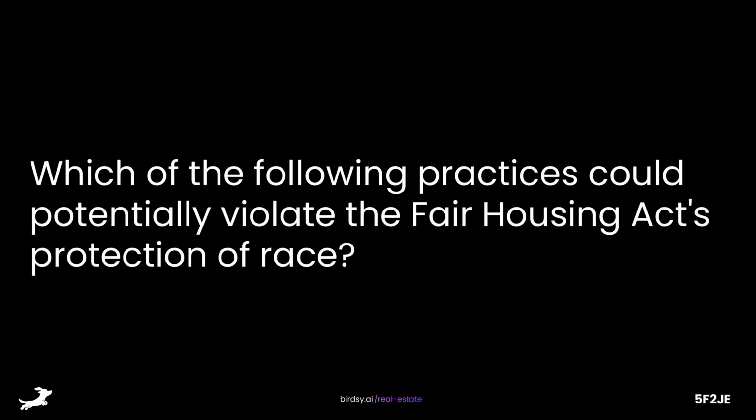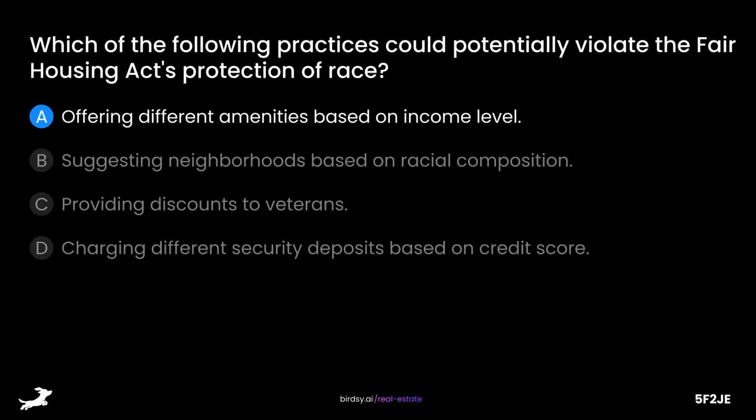Which of the following practices could potentially violate the Fair Housing Act's protection of race? Is it A, offering different amenities based on income level? B, suggesting neighborhoods based on racial composition? C, providing discounts to veterans? Or D, charging different security deposits based on credit score?